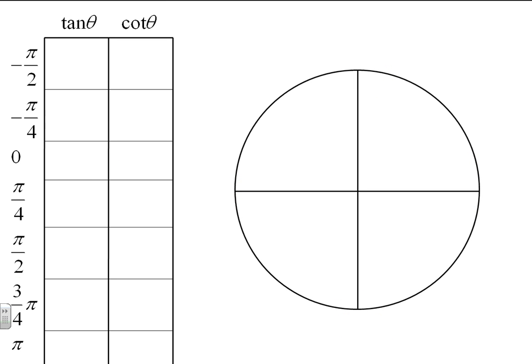Okay, now let's consider rotating around for tangent and cotangent. Same idea, but now we're rotating around for tangent and cotangent. But this point would still be 1, 0.